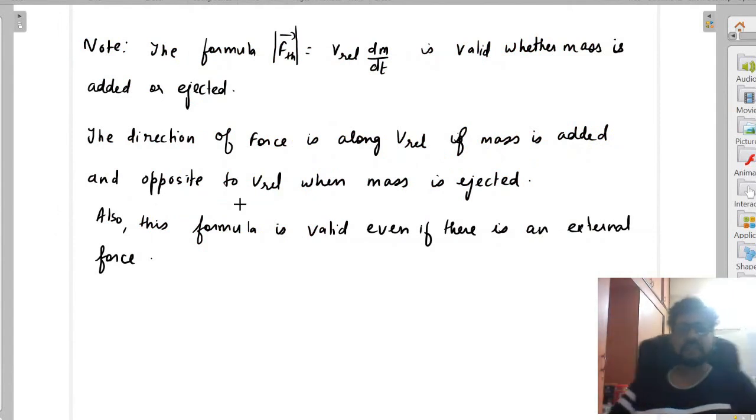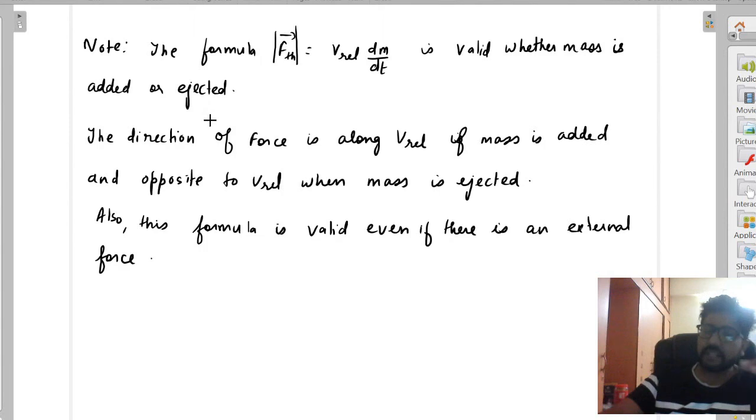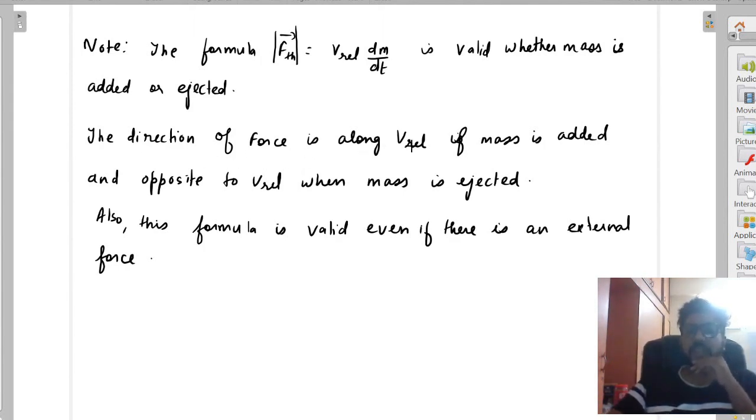This formula, thrust magnitude is v relative times the magnitude of dm by dt, is valid whether mass is added or ejected. Although we have derived it for ejected mass, this formula is valid for any situation, whether mass is added or ejected. Now the direction of force is along v relative. Again I am repeating the same thing that we discussed on the first page.